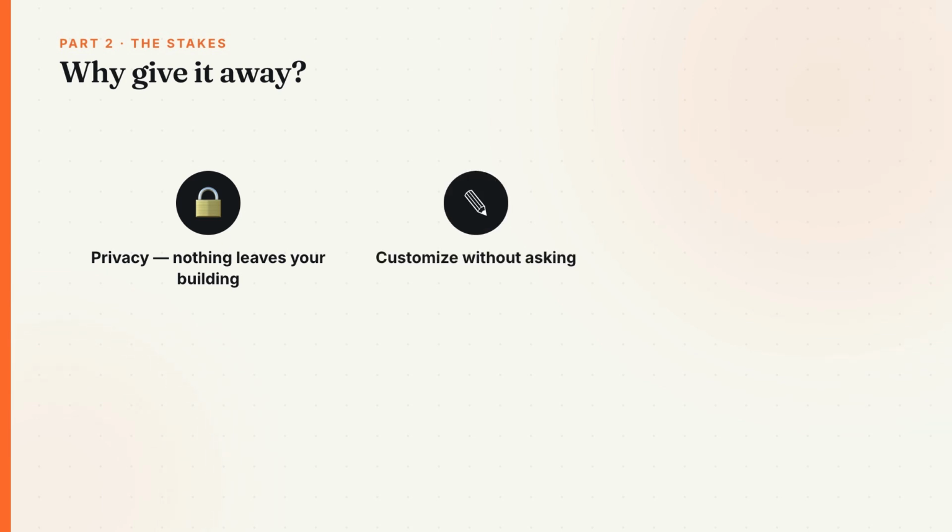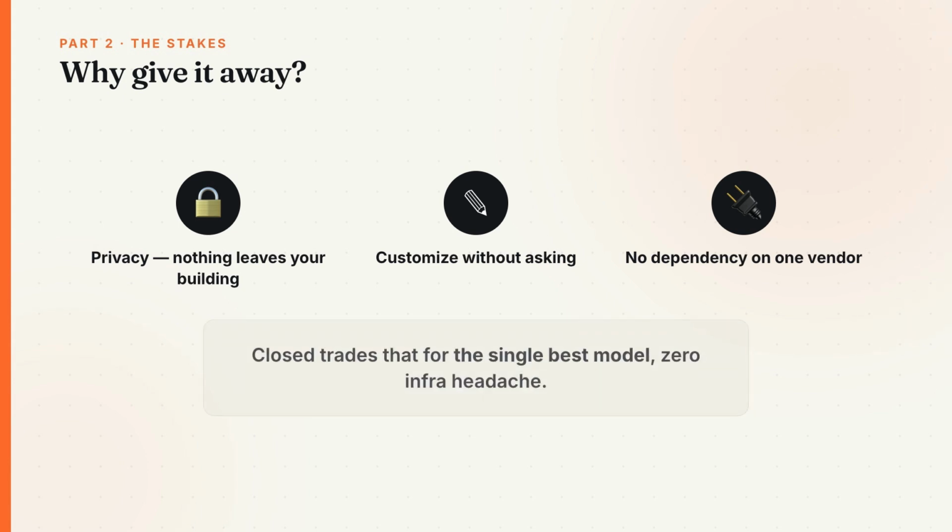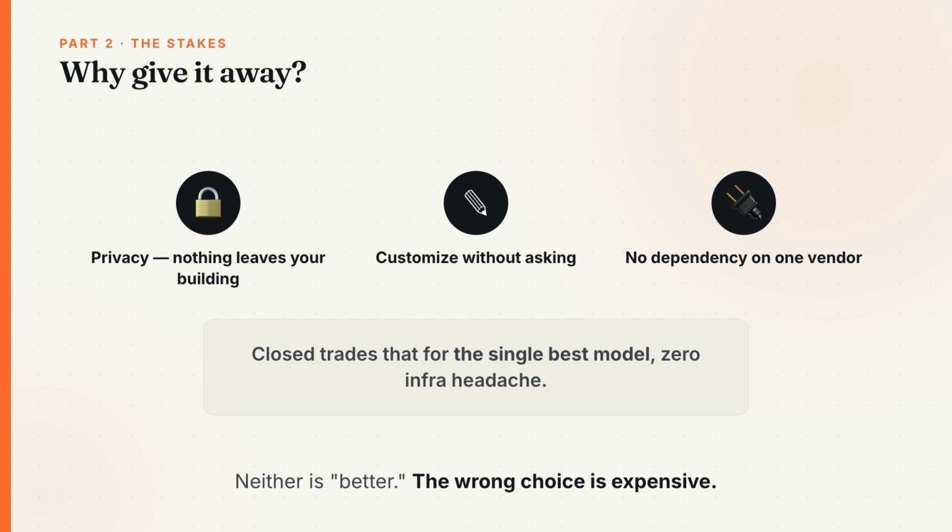Why would any company give away something that cost them millions of dollars to build? Open models let you run things offline or somewhere with strict data privacy rules. Nothing leaves your building. They let you fine-tune without asking permission. And if the company behind it disappears tomorrow, you still have the model. It's yours. Closed models trade that away for the single best performing model available, maintained by a team with far more compute than you'll ever have, with zero infrastructure headache. Neither one is better. Picking the wrong side for your use case is a genuinely expensive mistake.